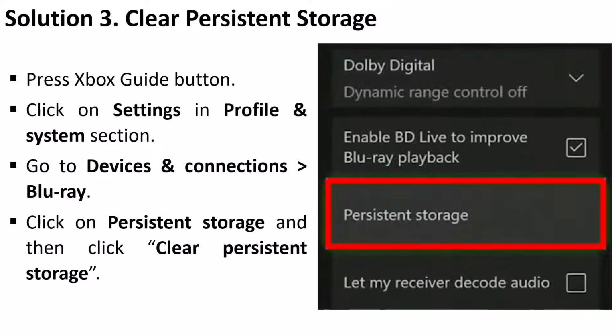Third solution is to clear persistent storage. Press Xbox guide button, click on settings in profile and system section, go to devices and connections, Blu-ray, then click on persistent storage and then click clear persistent storage.